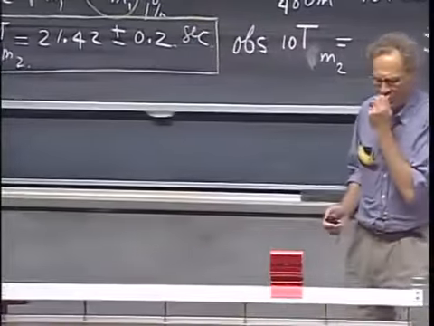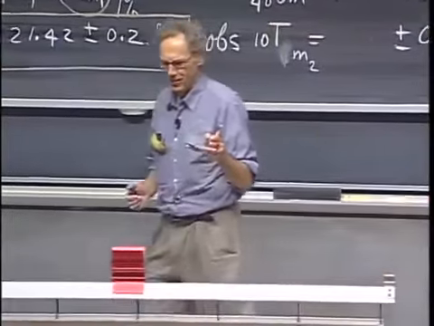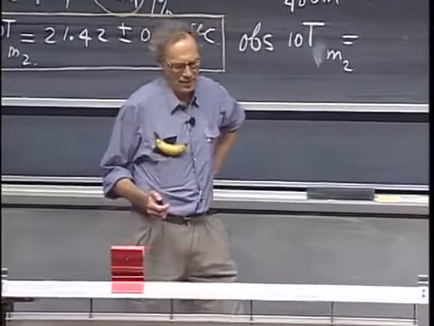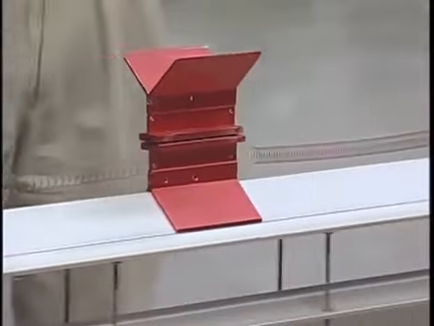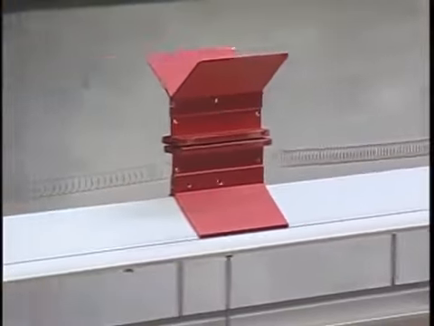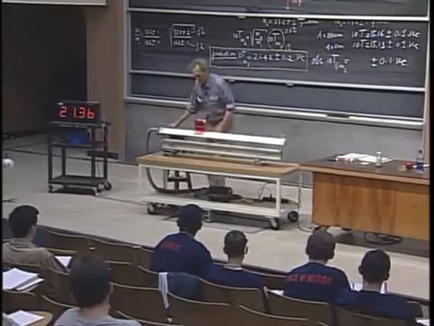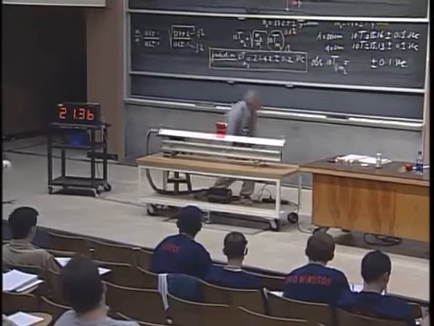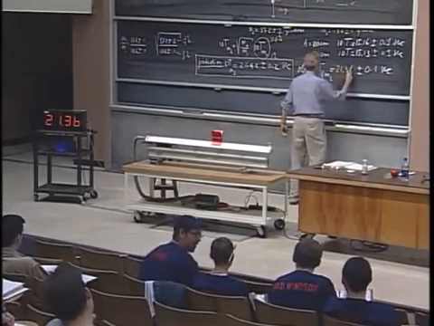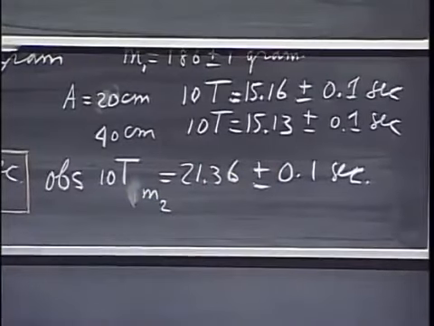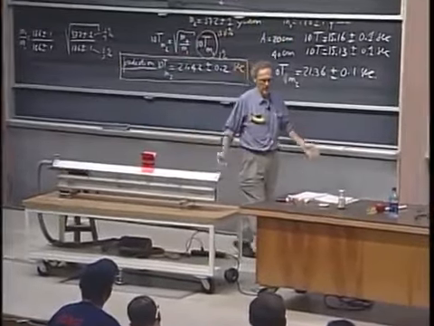1, 2, it's much slower, you see that. 3, 4, 5, 6, 7, 8, 9, I'm not looking, 10. 21.36. 21.36, you can round it off to 4 if you want to, and you see that the agreement is spectacular. Within the uncertainty of my measurements, it comes out amazingly well.